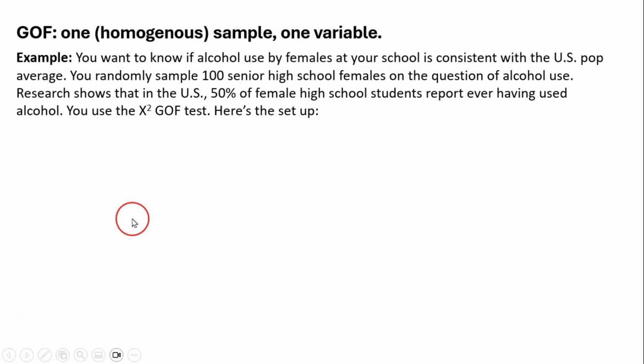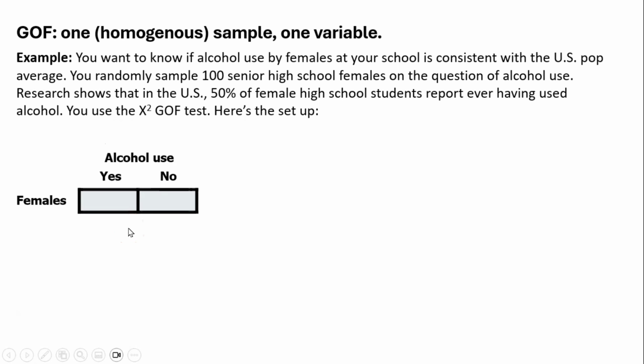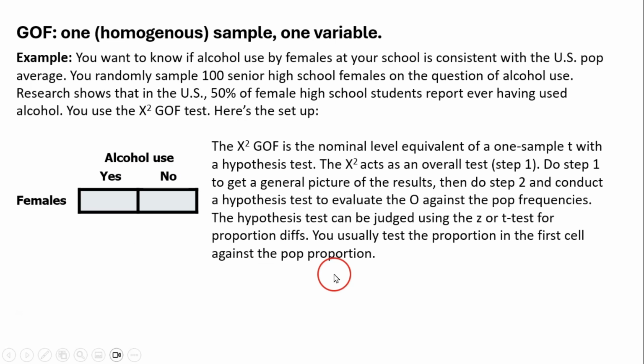So here's the setup here. Pretty simple. We have females, alcohol use, yes, no. And you want to know if the sample that you have is consistent with the population average, or if maybe for some reason, whatever that may be, the alcohol use is way lower or way higher than what we see in the United States as a whole. So this test, the goodness of fit, in other words, asks: do your response frequencies fit the national average frequencies?